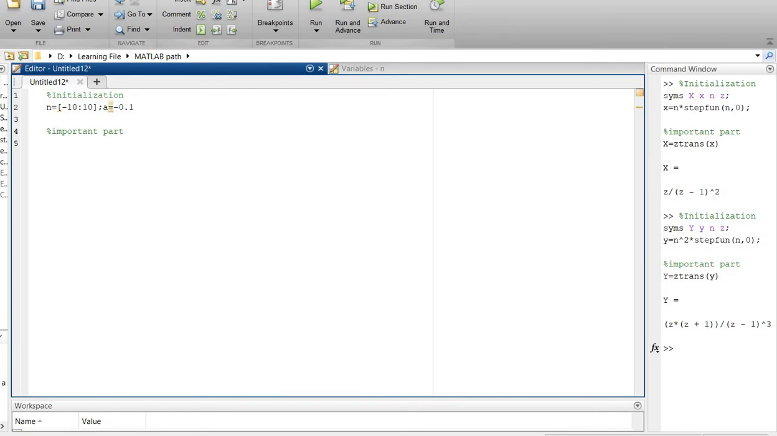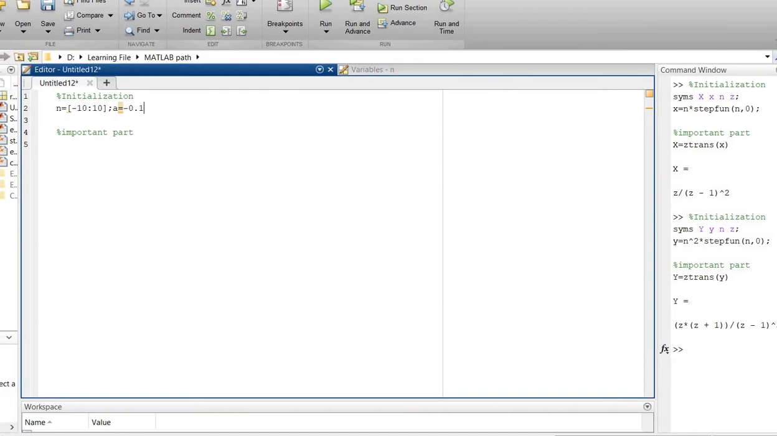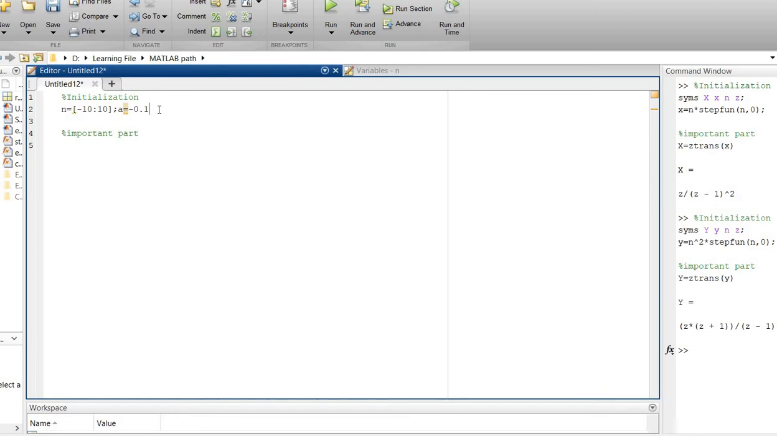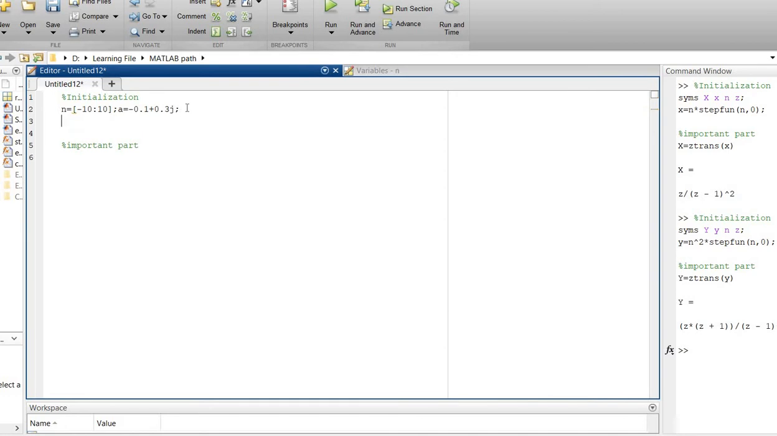Okay, -0.1 plus 0.3j. Okay, that's it. So that's our initialization. Also, we're going to initialize the x, our function. Okay, so far so good.